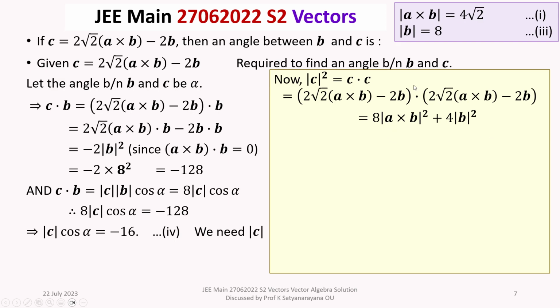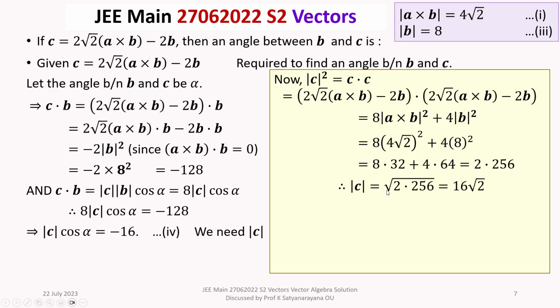And you know mod of A cross B is 4 root 2, so that is 8 into 4 root 2 square plus 4 into mod B square, that is 8 square. And simplify, you will get 2 into 256. So that is your mod C square. So what will be mod C? Mod C will be under the square root of 2 into 256, that is 16 root 2.